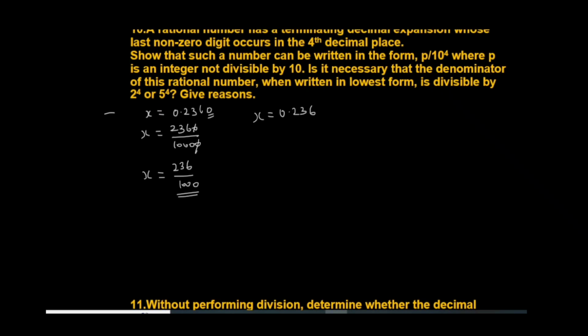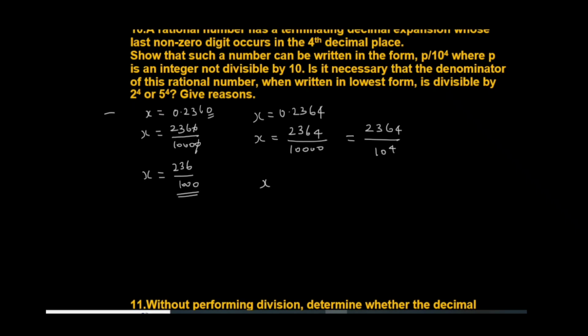2369. Suppose I am going to take this number. Now the non-zero number is there in the fourth place. I can take this number as 2369 by 10,000. So the denominator is in the form of 10 to the power 4. When the numerator is not divisible by 10, you get the denominator in the form of 10 to the power 4, which is nothing but 2369 divided by 10 power 4.